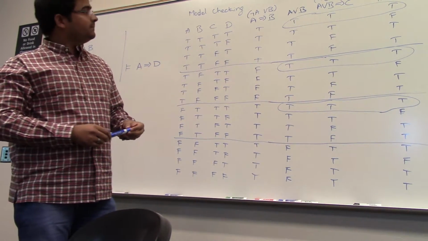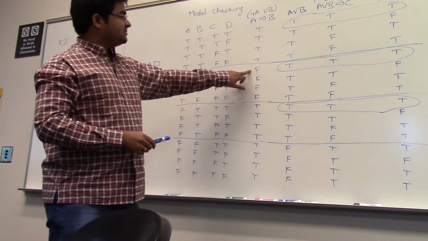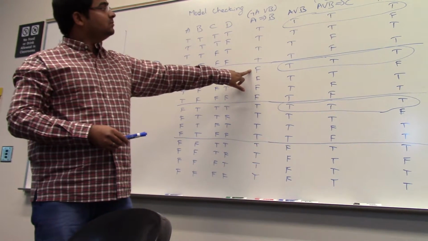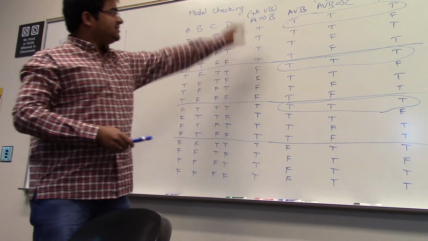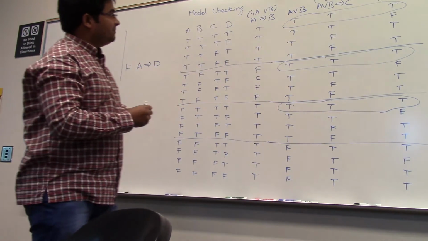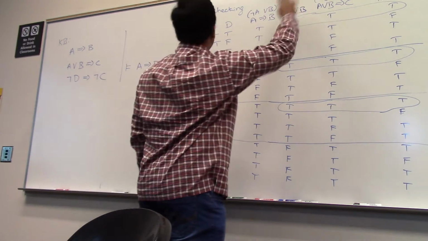A plus B is false, right? For the fifth. Yes, yes. So it will not be in the knowledge base. This is just for help. Ultimately these three are the ones which are in the knowledge base, right?